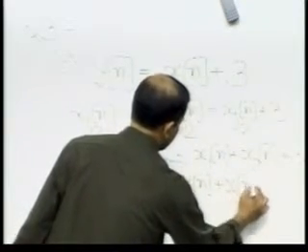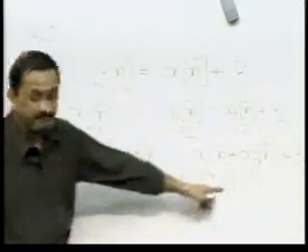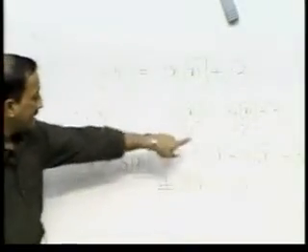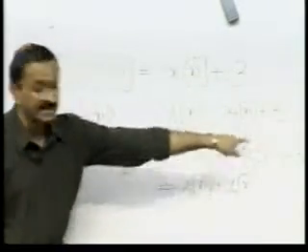Because in y1(n) plus y2(n), you would require to have x1(n) plus x2(n) plus 6, not x1(n) plus x2(n) plus 3, and therefore the system is not linear.